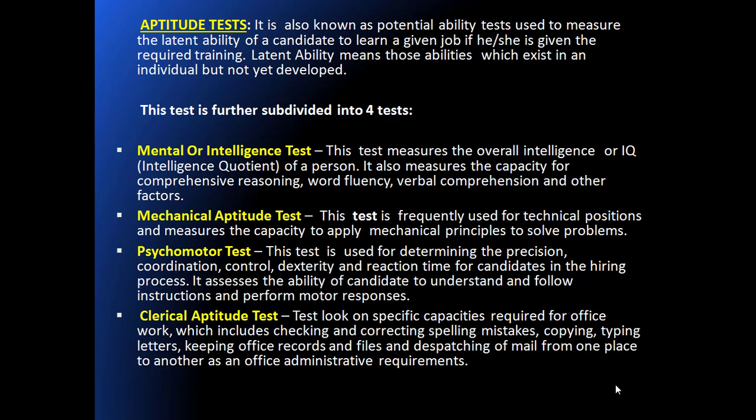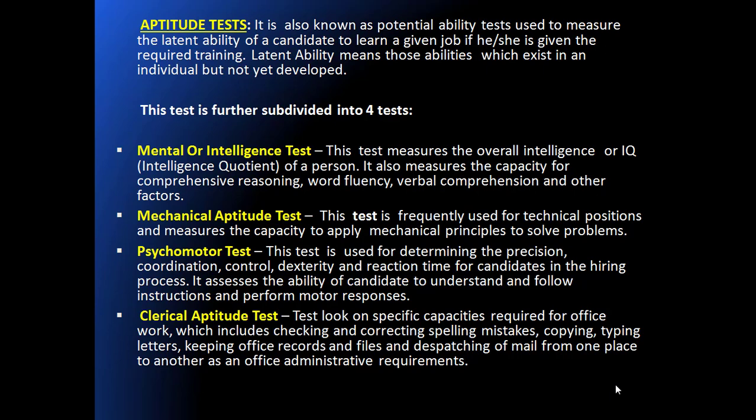The different types of aptitude test start with the mental or intelligence test. This test measures the overall intelligence or IQ, the intelligence quotient of a person. It also measures the capacity for comprehensive reasoning, word fluency, verbal comprehension, and other factors. So this is basically related to the mental ability of an individual. Second is the mechanical aptitude test. This test is frequently used for technical positions and measures the capacity to apply mechanical principles to solve problems.